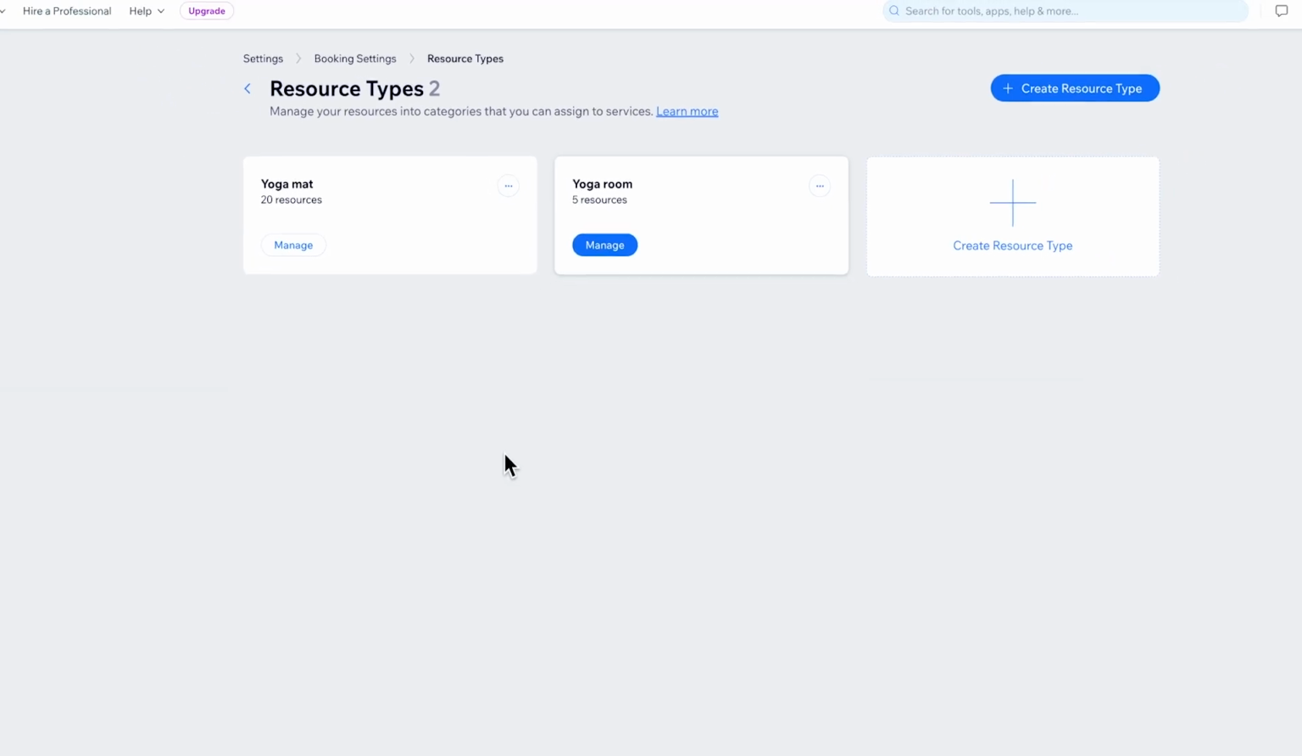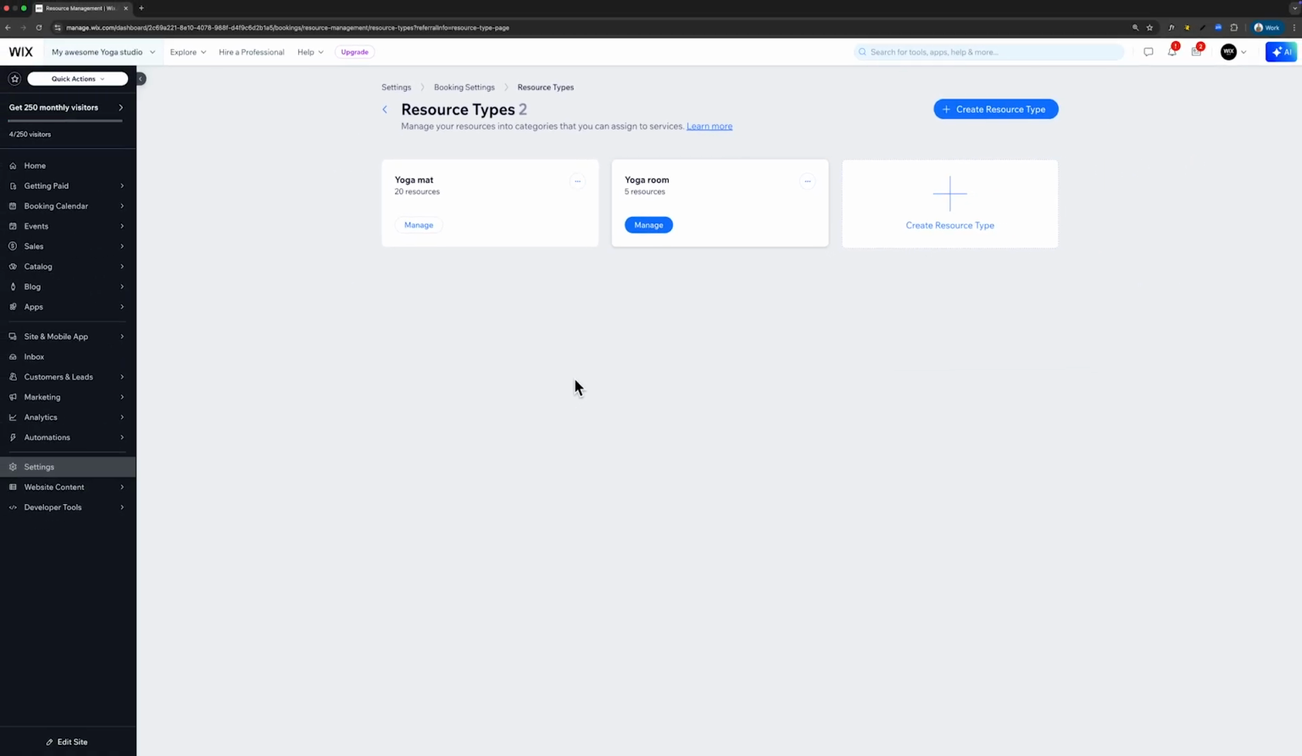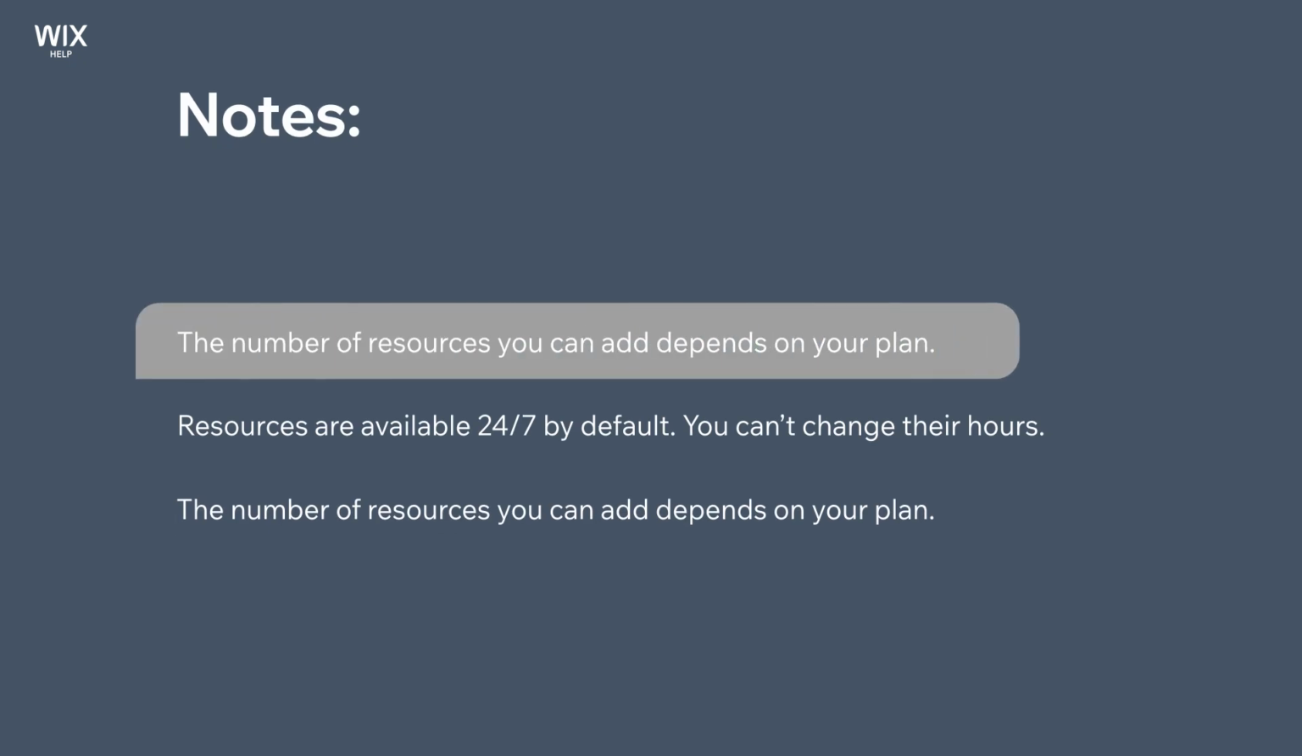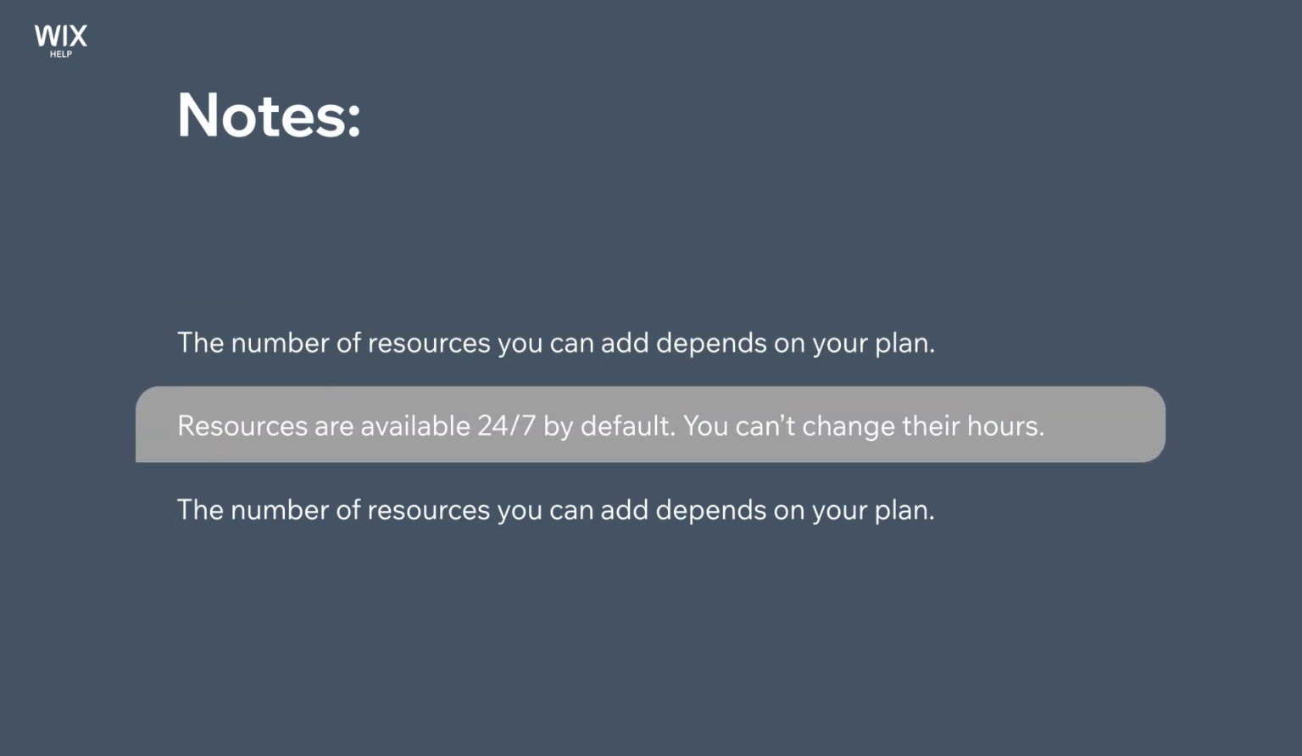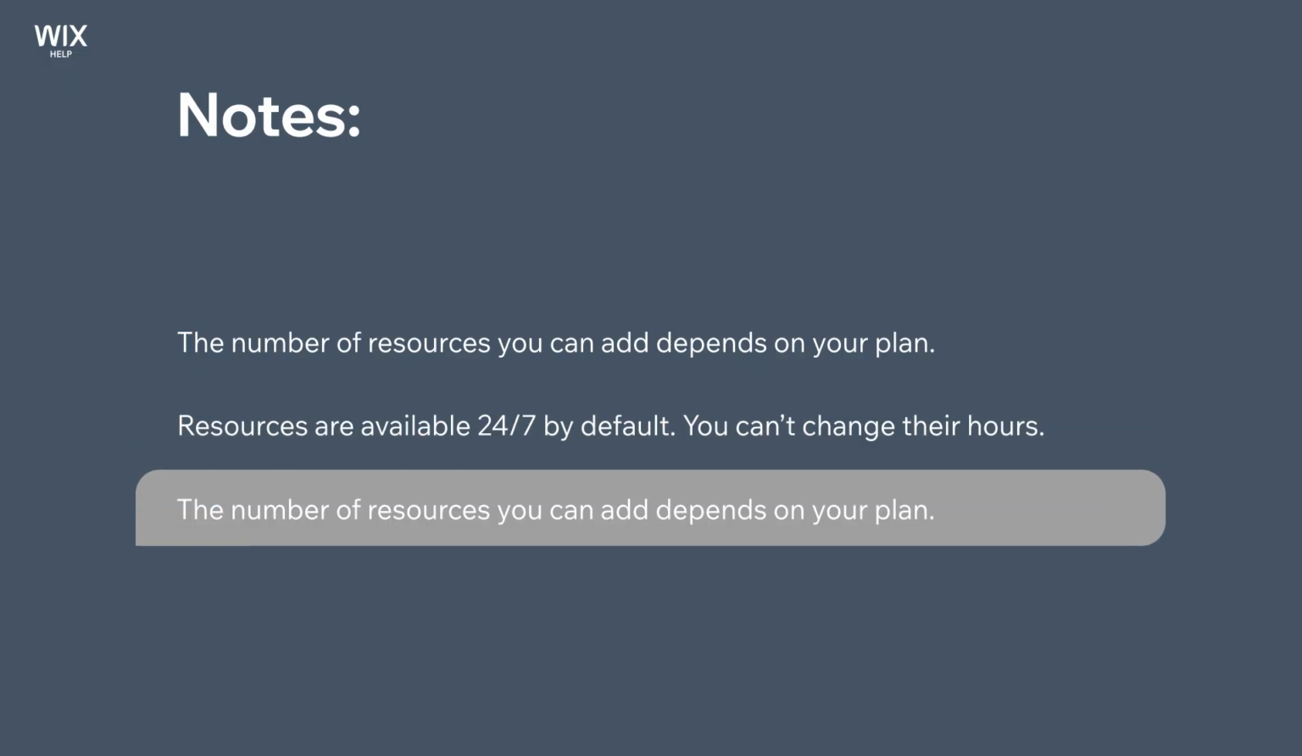And remember, this is all internal. Your clients don't see any of this. Just a couple of quick things. You can have up to 10 resource types. They're available 24/7 by default. And your Wix plan might affect how many you can have. Okay, good points. Let's make this concrete.